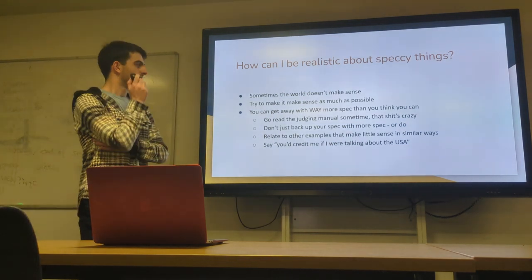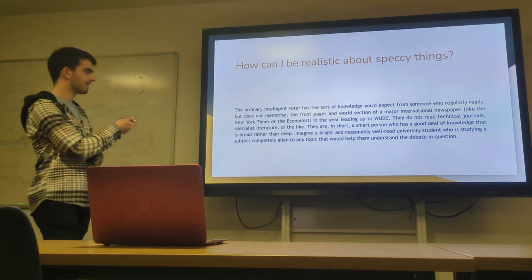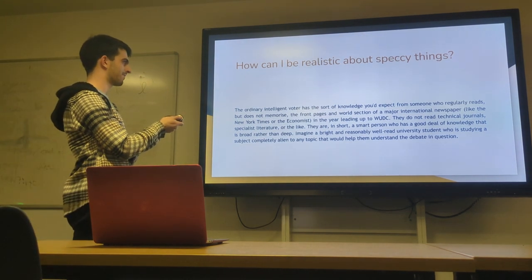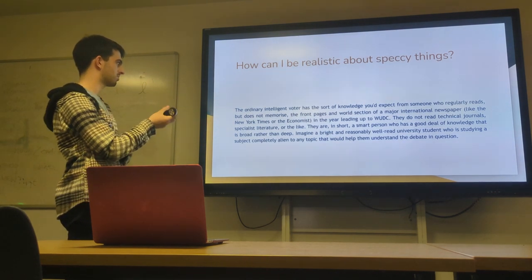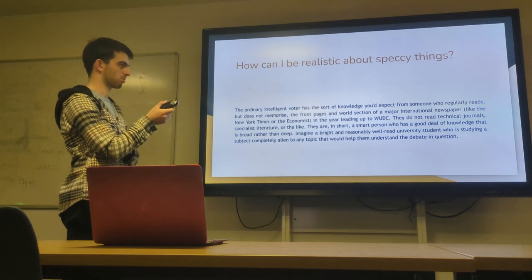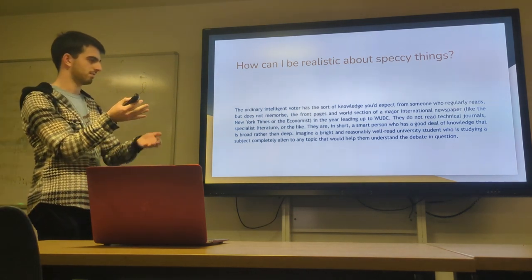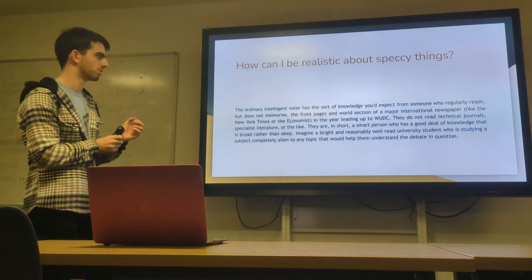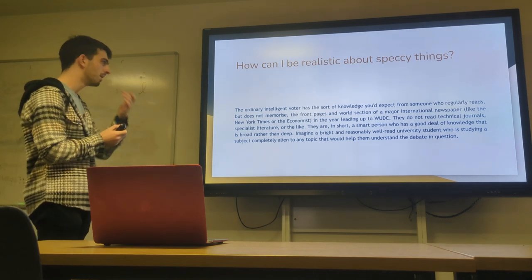Right. Judging manual things. So, this is what the judging manual says. The ordinary intelligent voter, the source of knowledge you expect from someone who regularly reads but does not memorize the front pages and world section of the major international newspaper in the year leading up to Worlds. This is from the World Judging Manual, obviously the Euros one adapts a slightly different framework. You can go read that judging manual too if you want to, but it's basically the same in this regard.